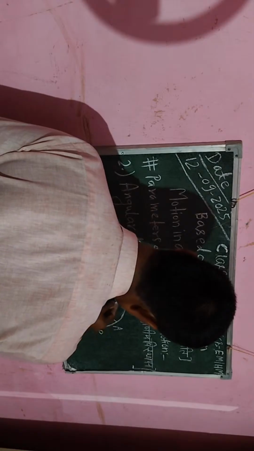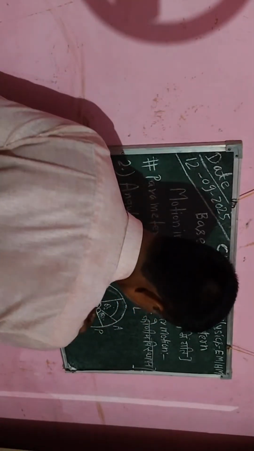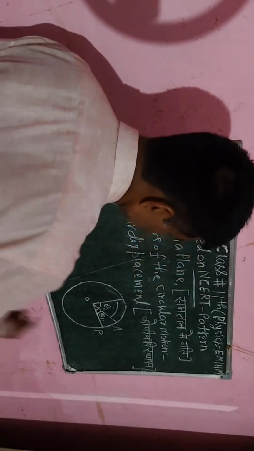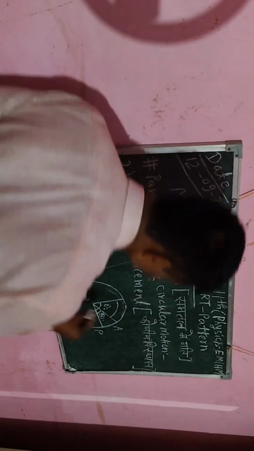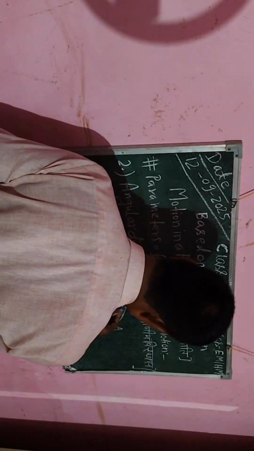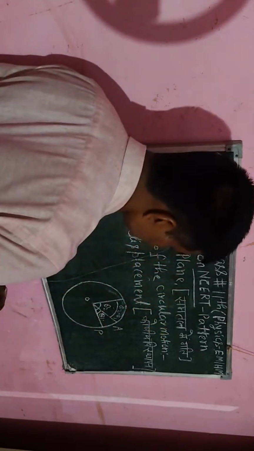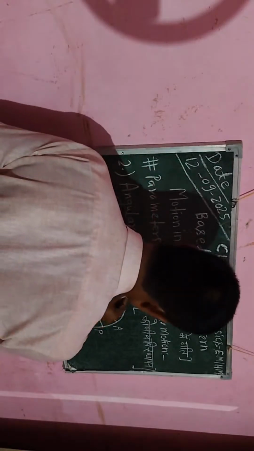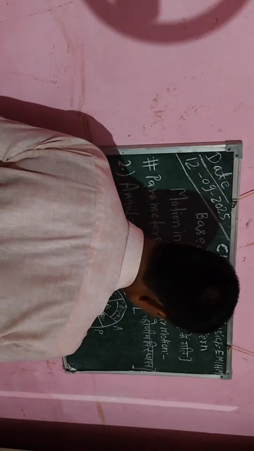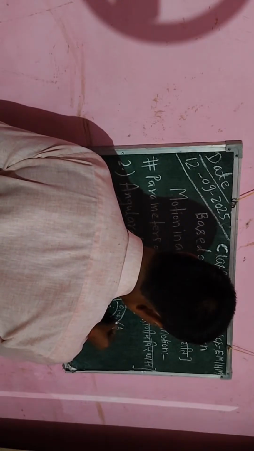Now this angle will be how much? This is theta 1 and this is theta 2. Total angle is theta 2, so this angle will be theta 2 minus theta 1. Now here I will say this point is B. From here I will draw a line.